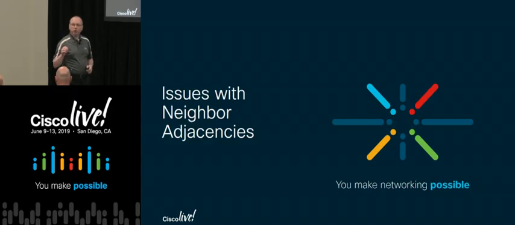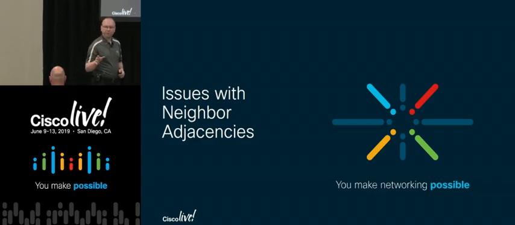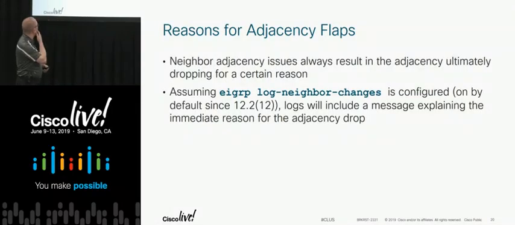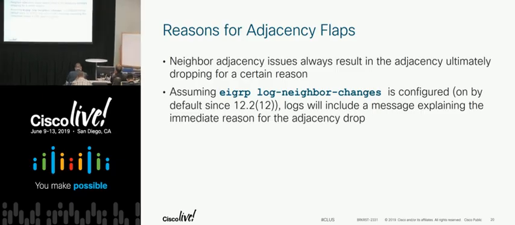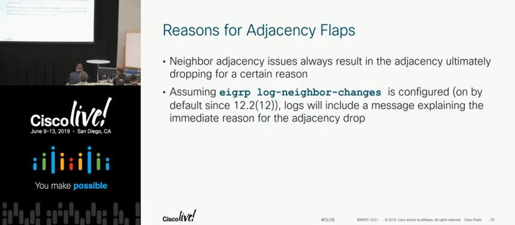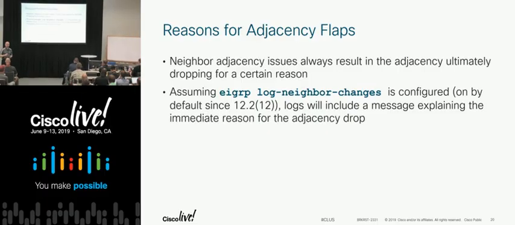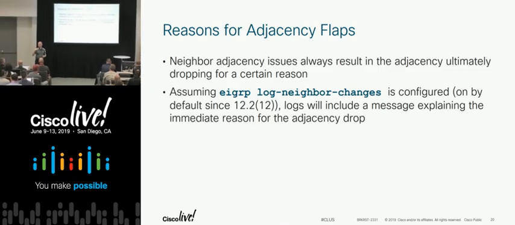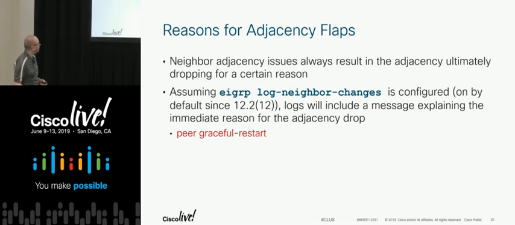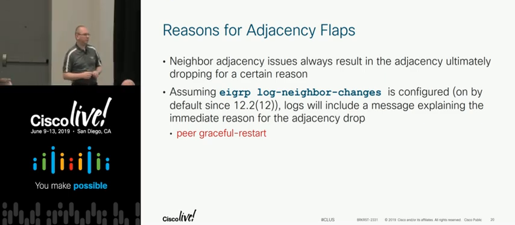What can go wrong with EIGRP adjacencies? Let's have a look here. One of the typical problems that happens is you see an adjacency that doesn't even come up, or comes up but then goes down and maybe even flaps repeatedly. And with even reasonably recent code, you will get a message in your logs saying that the neighbor has gone down because, and now it comes, peer graceful restart. I suppose you have seen this quite often.